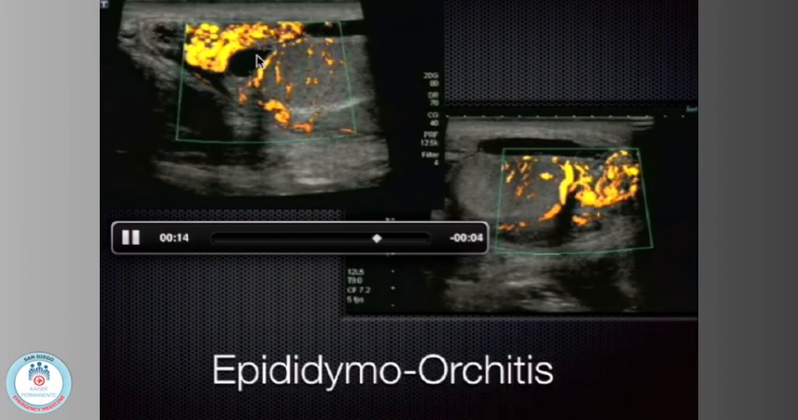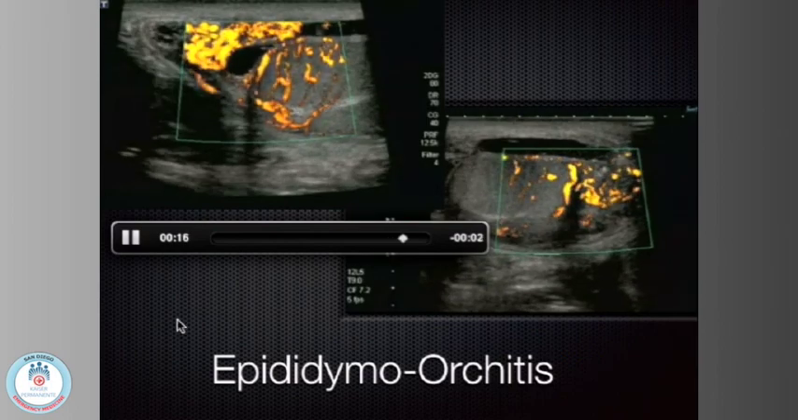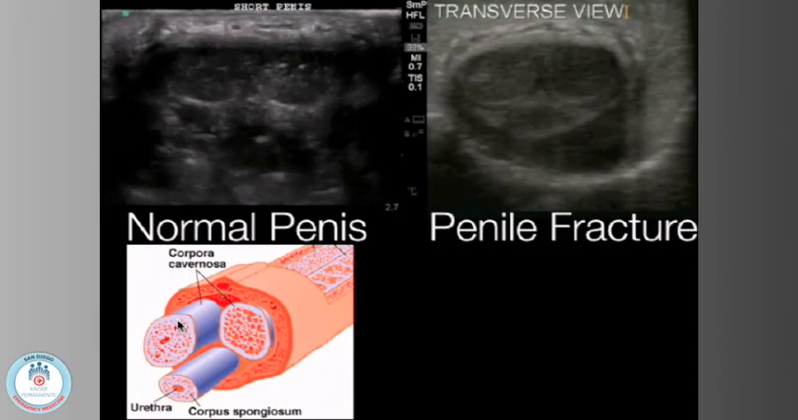He also has an epididymal cyst. That's what this anechoic area is right here. It's kind of confusing at first what that was, but this is a good example of that.